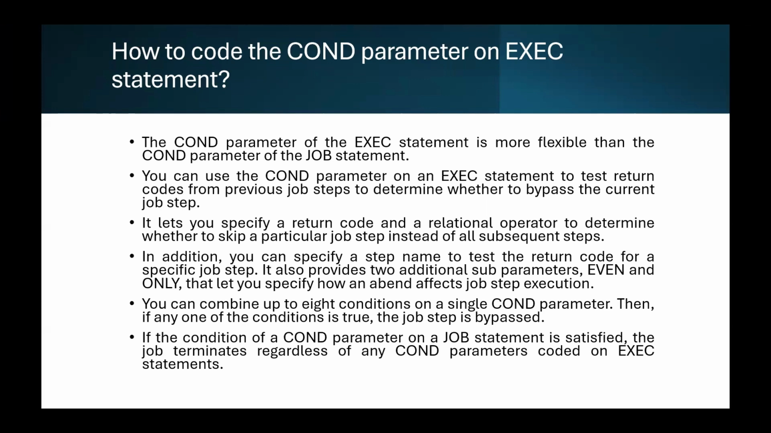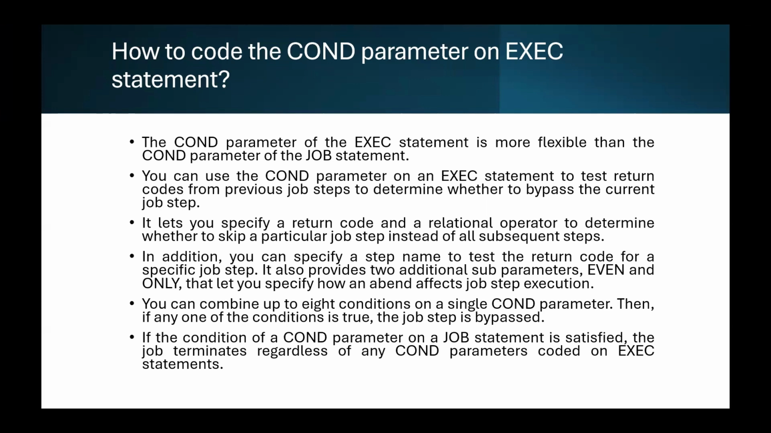You can combine up to 8 conditions on a single COND parameter. Then if any one of the conditions is true, the job step is bypassed. So there is a limit. You can combine up to 8 conditions. So you can make a combination of conditional statements on the COND parameter, and the limit is up to 8. Mostly, from what I have worked on in JCL, I have seen up to 3 or 4. I have not seen it go up to 8, but it is the limit.